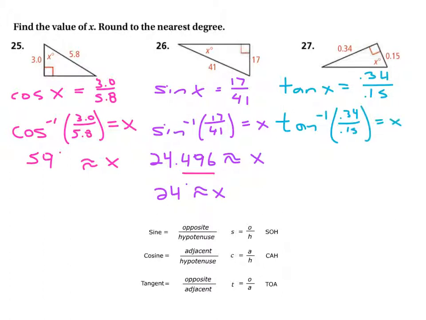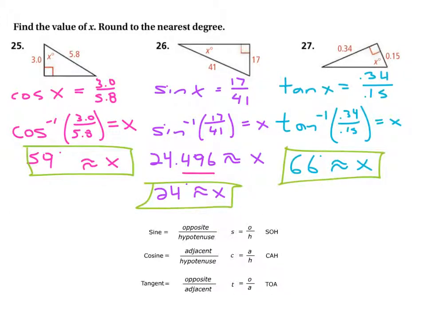So take our calculator, hit the second button, hit the tangent button, you'll see inverse tangent with the parentheses open up, 0.34 divided by 0.15, close parentheses. And you get 66.194 something something. That rounds to 66. So we say 66 degrees is approximately the measure of angle x. And just cause, let's box them all out. And we're done.